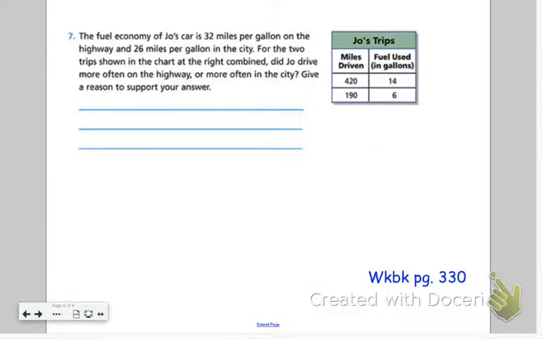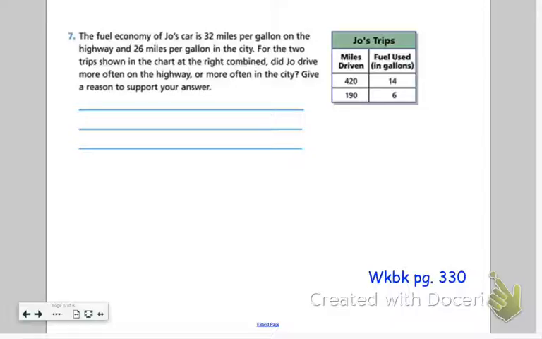Okay, last one on page 330. The fuel economy of Joe's car is 32 miles per gallon on the highway, and 26 miles per gallon in the city. That's very typical. You typically can get more miles per gallon of gasoline when you're driving on a highway because you're not stopping and going. For the 2 trips shown in the chart at the right, combined, did Joe drive more often on the highway or more often in the city? Give a reason to support your answer.